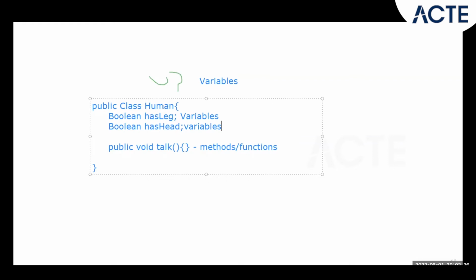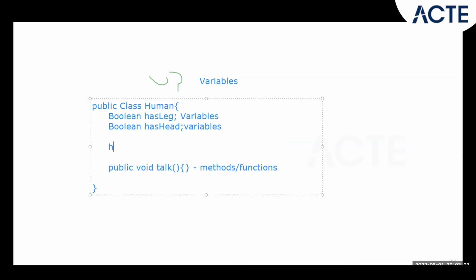Now we were talking about what types of variable this is. Means has leg, has head. It means we are just asking the question whether that human has leg or not, whether that human has head or not. So this will be a yes or no type, and in the programming language we call them boolean.